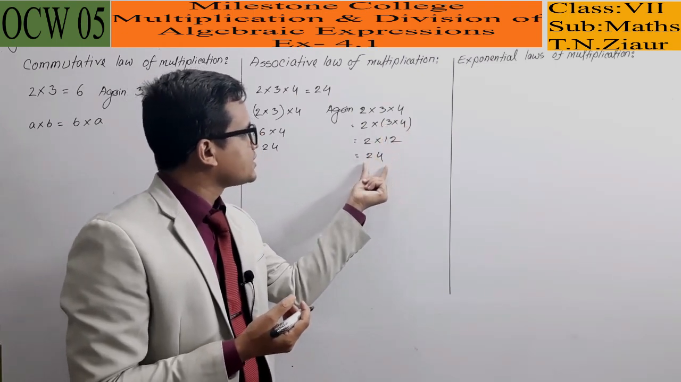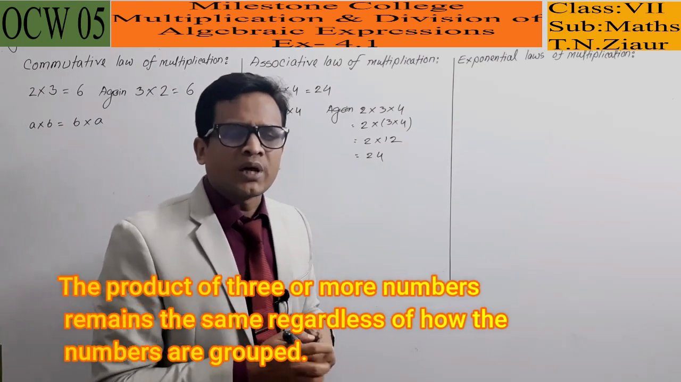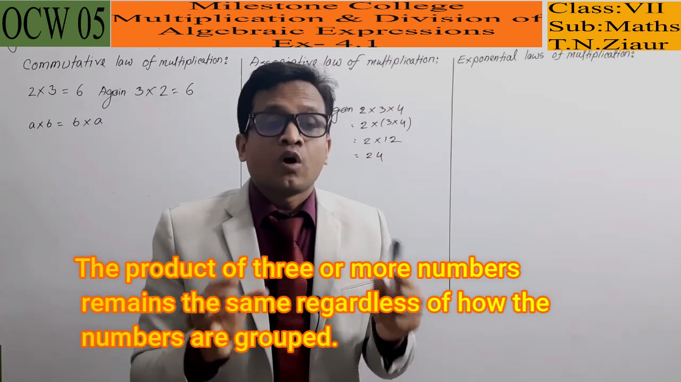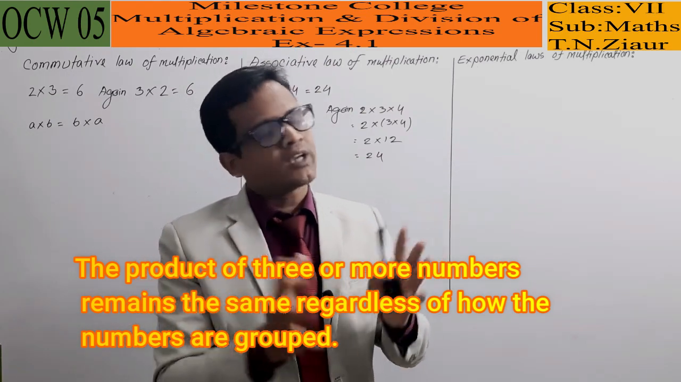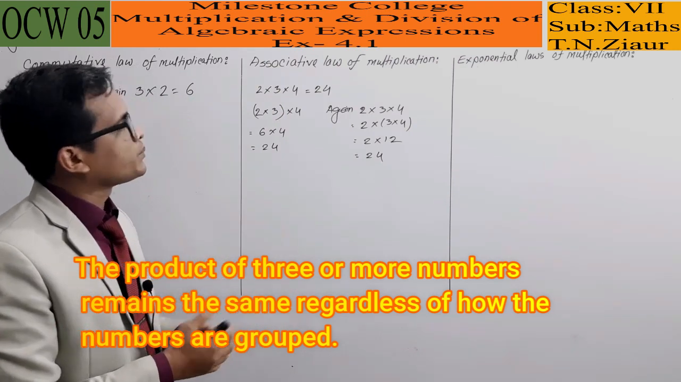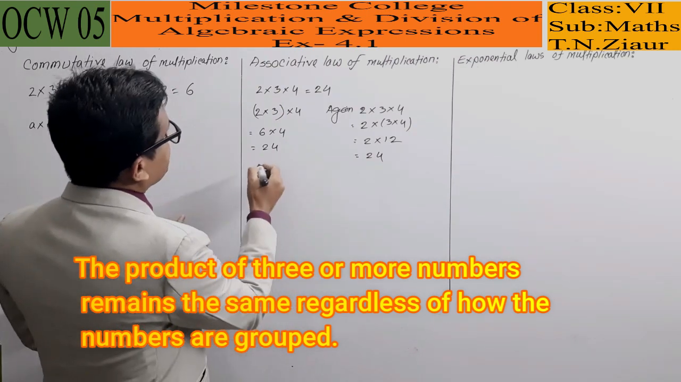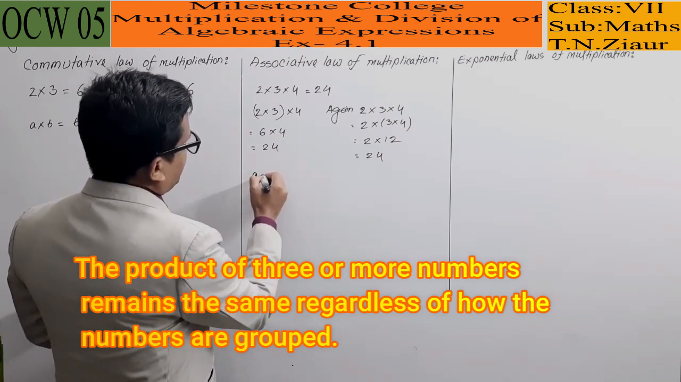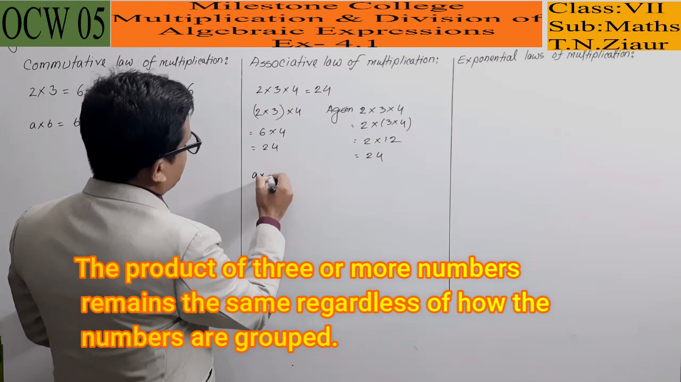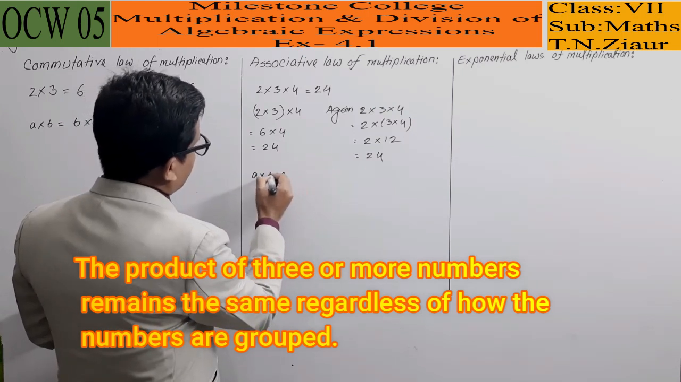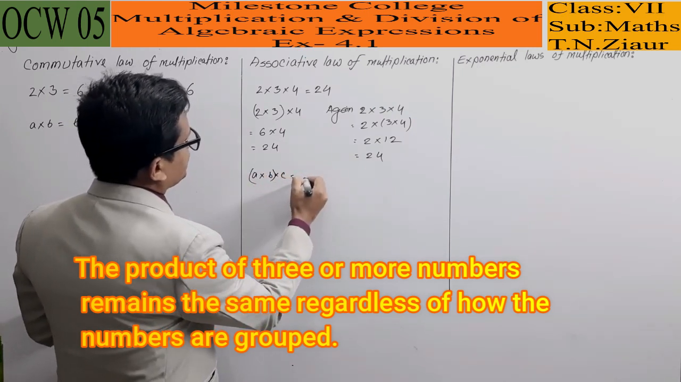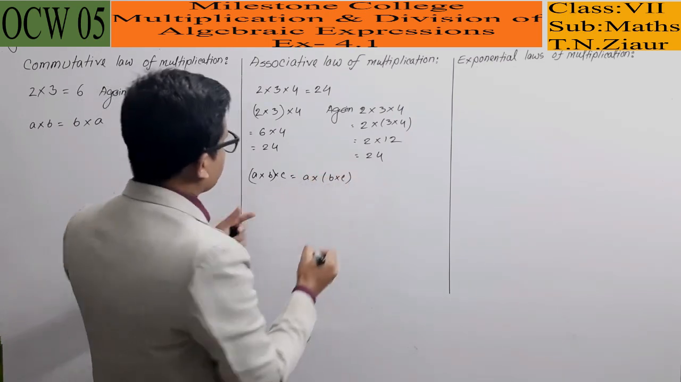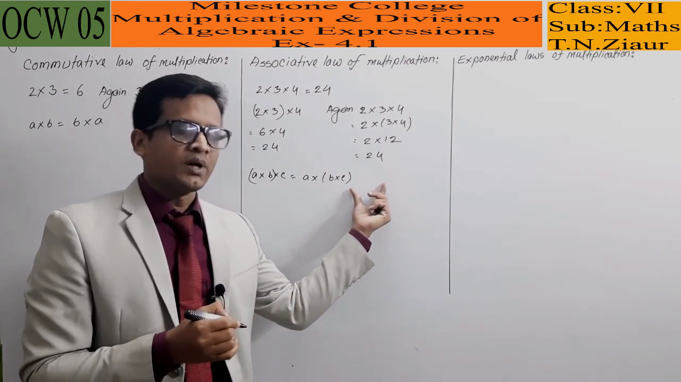So this result is also 24. So the associative law of multiplication is: the product of 3 or more numbers remains the same regardless of how the numbers are grouped. Okay, so this one is called the associative law of multiplication. If we express it as symbols or letters, it will be (a × b) × c equals a × (b × c). This one is called the associative law of multiplication.